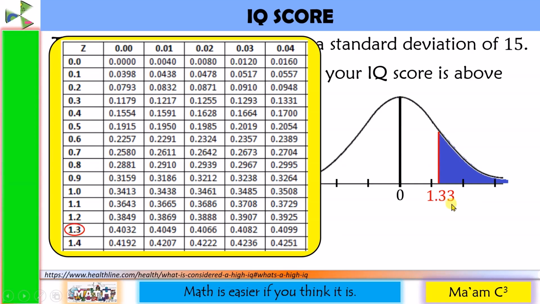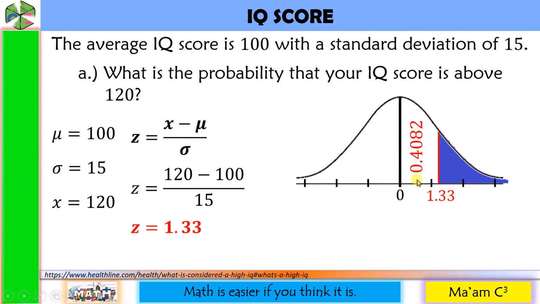And then the hundredths digit on the top row, here it is. Let us get the intersection. And the intersection is 0.4082. This area is from the mean up to 1.33. But we are not after this area. We are looking for this area.